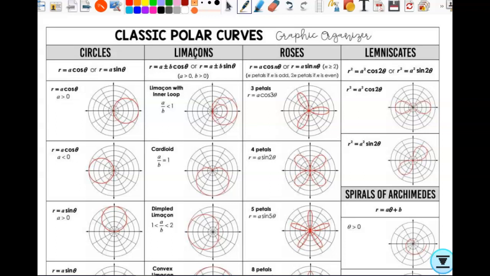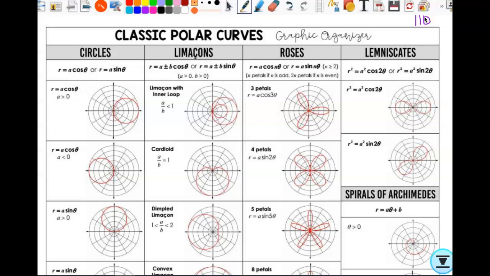All right, so this is going on page 110 when we're done. And this is, just like it says, a graphic organizer of your classic polar curves. So not every single polar curve that exists everywhere, but the classic basic ones that we start with. We're going to look through them, talk about their relationships, then be able to identify them and do some other little stuff with them.